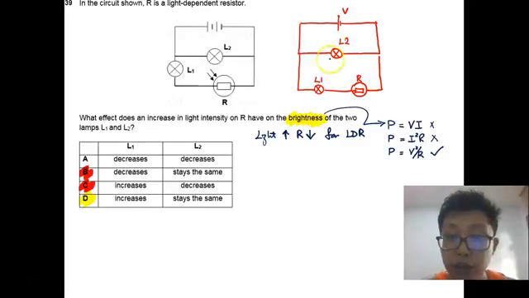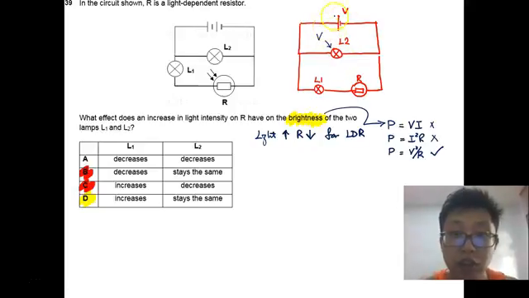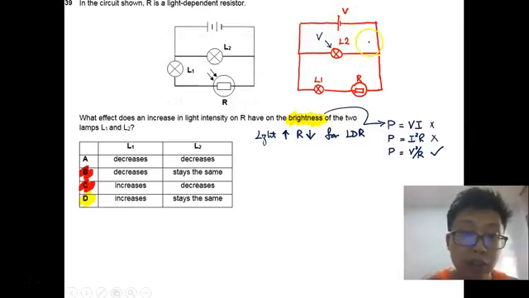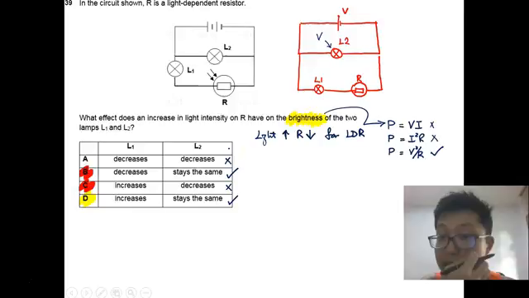Now let's evaluate L2 first. L2 is connected in parallel to the battery, meaning that the potential difference across L2 depends on the battery alone. Whether this R increases or decreases, it will have no effect on the potential difference of L2. It only depends on the battery's EMF. In this case, we would have already eliminated two of the MCQ options given to us.